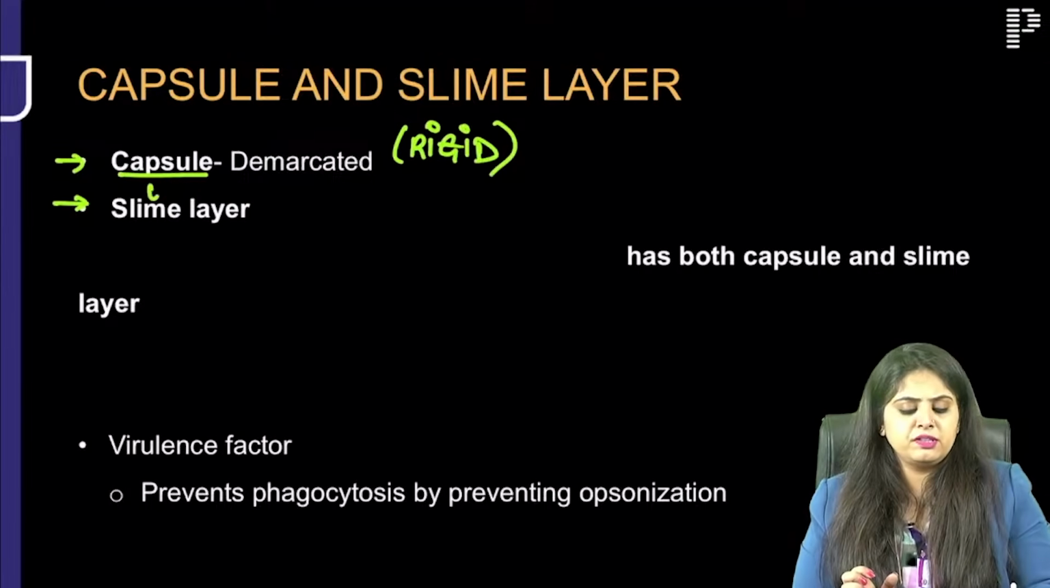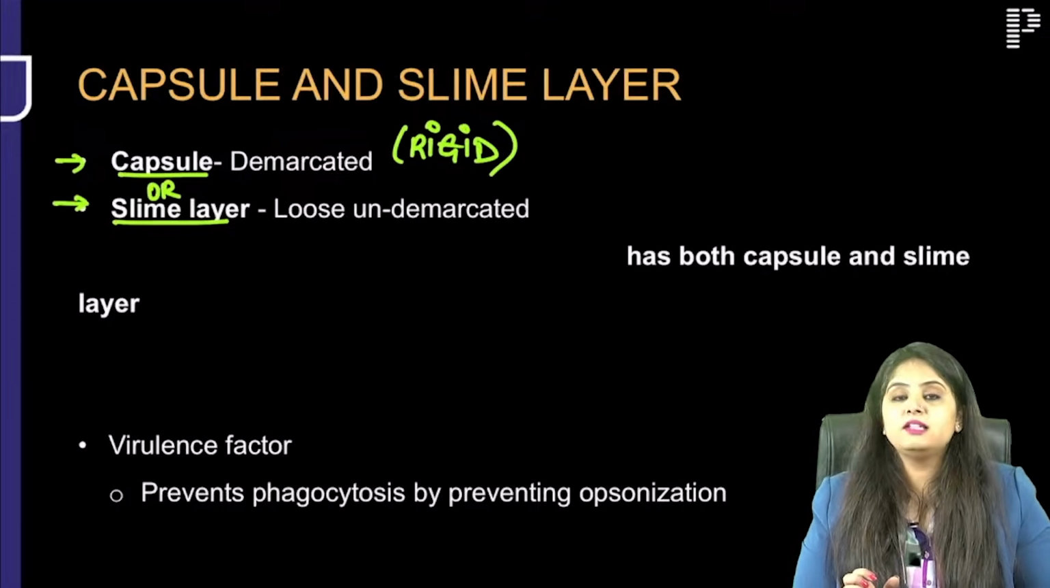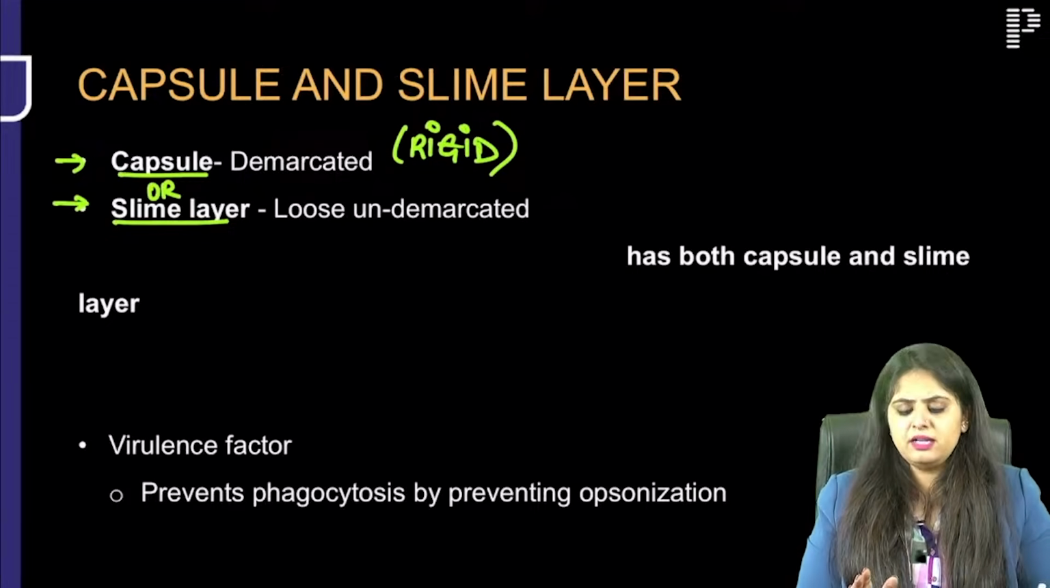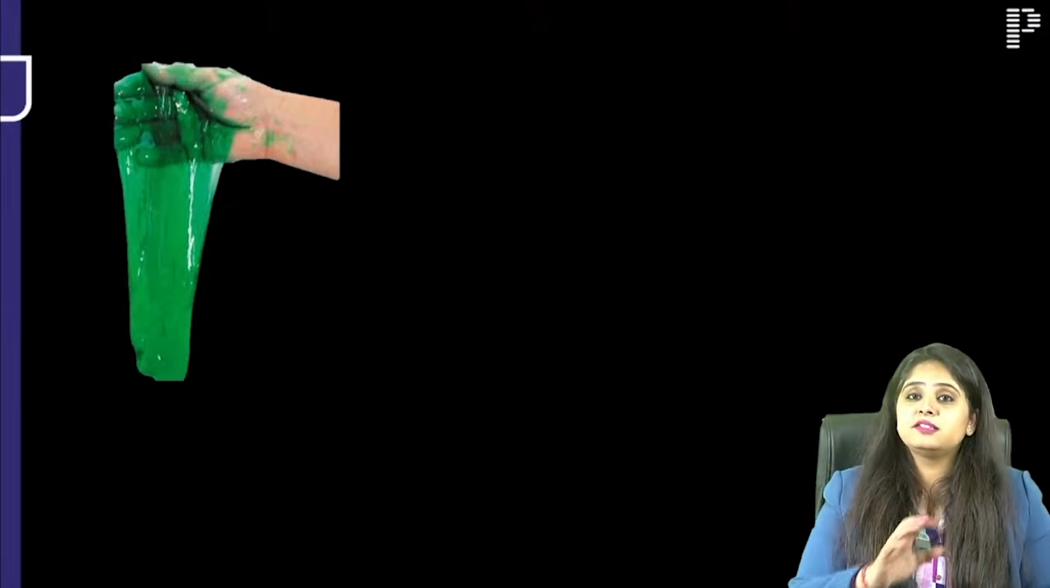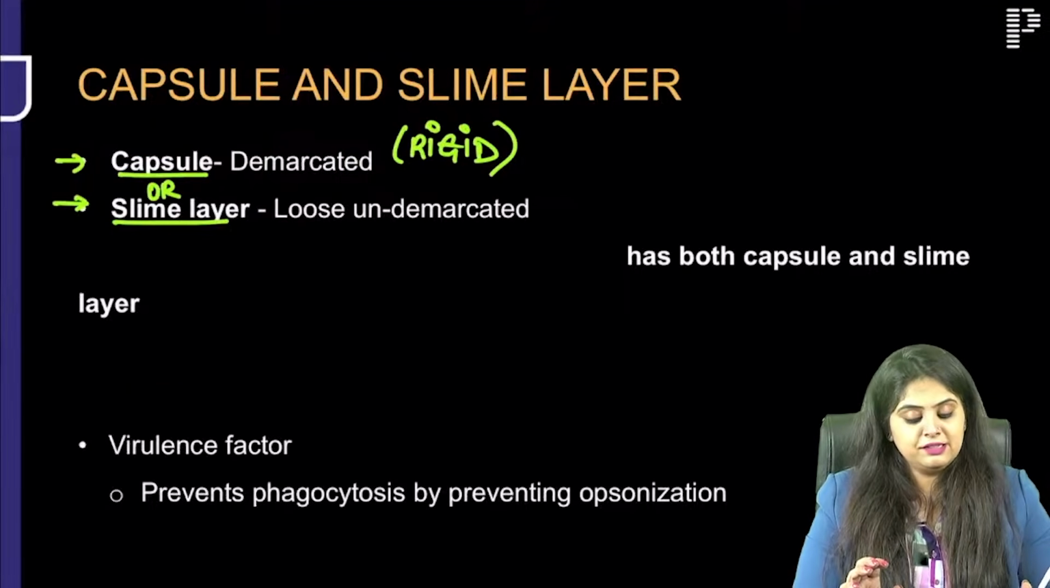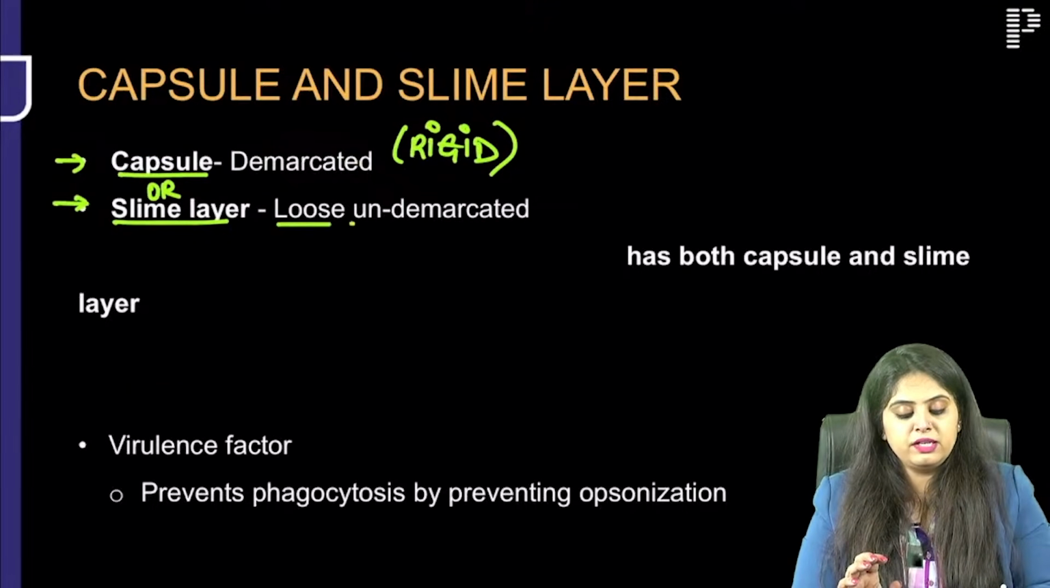Instead of capsule, sometimes there is a slime layer that is present. Slime layer is very loose. Do you guys know what is slime? Slime is a toy that children play with, like this. It's something which is very loose and you can easily pull it apart. The slime layer actually looks like that. Slime layer is very loose and undemarcated.